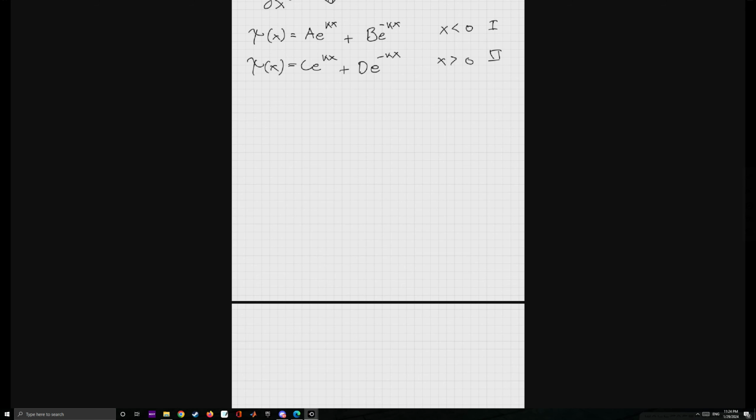What we will do now is apply some boundary conditions. So we know that the wave function cannot blow up. The wave function must come down. So since this is defined for x that is less than 0, we will take a limit as x goes to negative infinity.